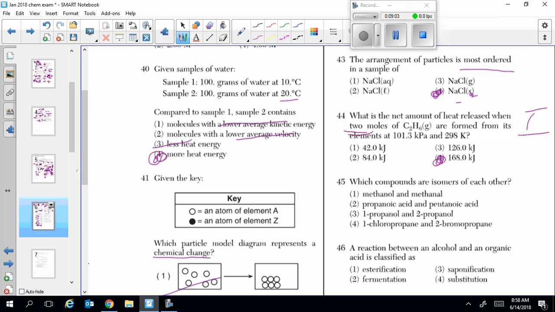Do not be tricked by this 2 moles. If the reaction just makes 1, you're going to have to double it.